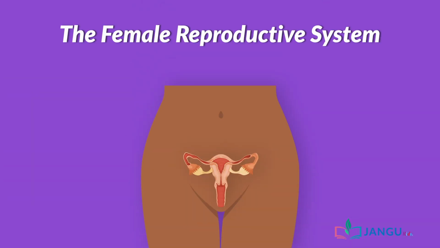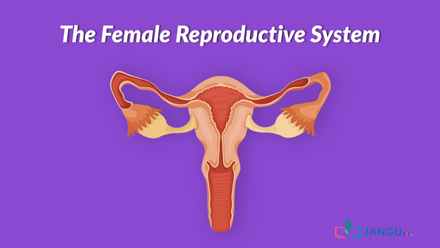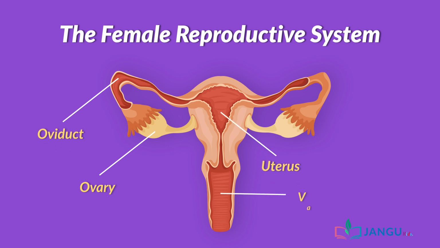Now let's talk about the female reproductive system. The female reproductive system consists of the following. Number 1, the ovary. Number 2, the oviduct. Number 3, the uterus. And number 4, the vagina.